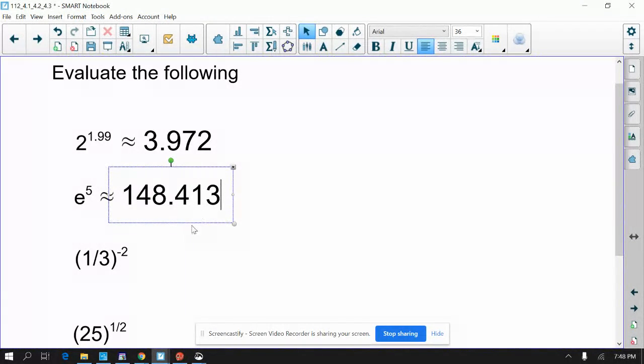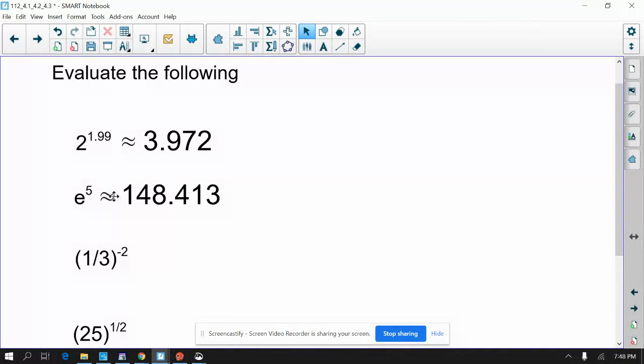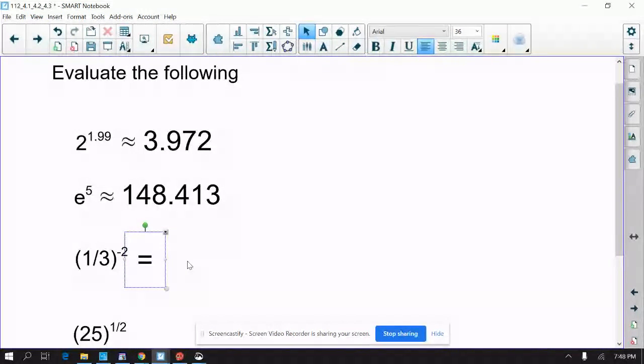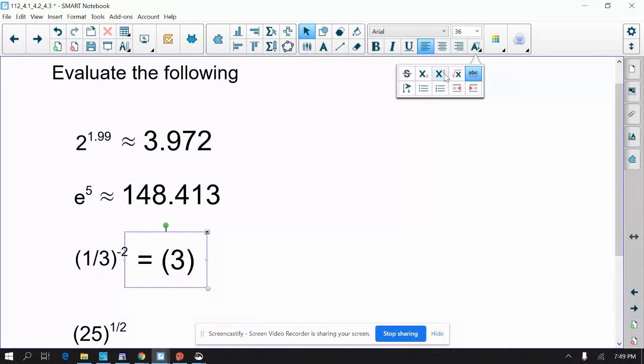Now, 1/3 to the -2nd. Notice this doesn't have an approximation sign, because we can do this exactly, and we don't need a calculator, if we remember some exponent rules. That negative flips this base. So this is going to become 3 over 1 to the positive 2nd. And that I can do in my head. 3 to the 2nd power is 9.